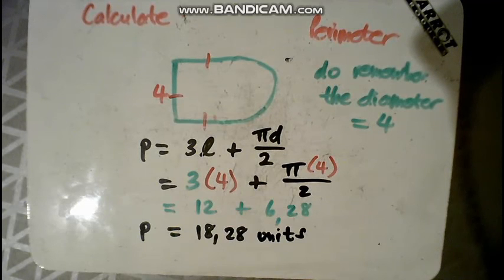Notice perimeter is not squared but linear, so it's to the power 1, so we don't write the power 1. So it's a straight line distance. Only area is to the power 2 and volume is to the power 3.